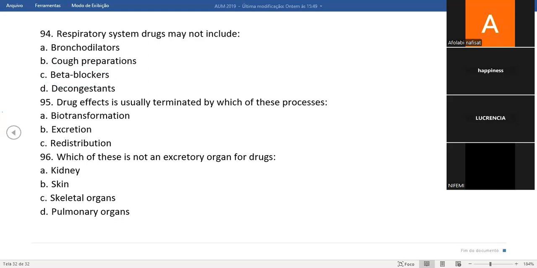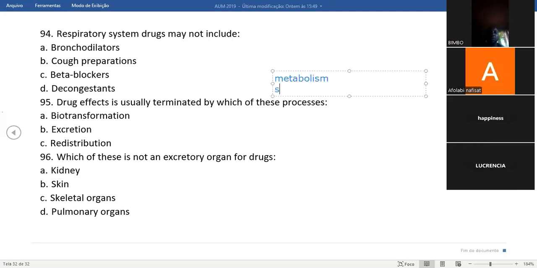Drug effect is usually terminated by which of these processes? Some drug metabolites may have effects, okay? Whereas some metabolite will just be excreted. So if we are to pick any option here, it will probably be excretion. That's the most likely. But the question in itself is ambiguous. Which of these is not an excretory organ for drugs? C. Skeletal organs.